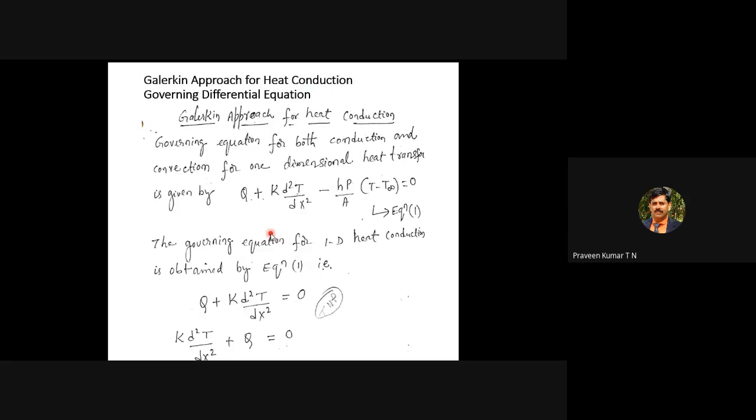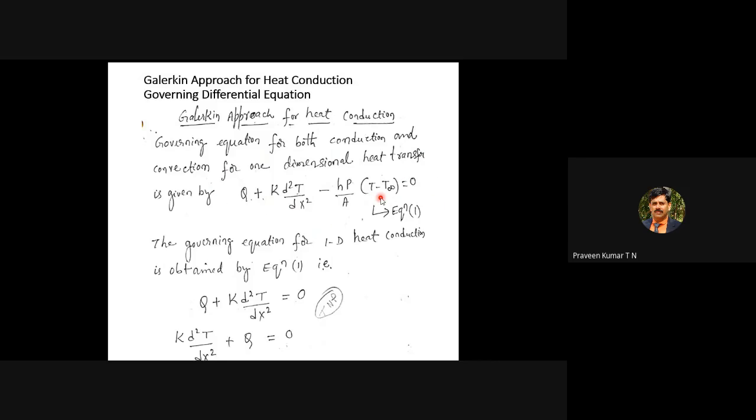If it is 1D heat transfer, we have a general equation that you are already familiar with. The governing equation for both conduction as well as convection for one-dimensional heat transfer is given by this equation. We already derived this: k into del square T divided by del x square is equal to q. I take q to the left side. This is the governing differential equation. Already we have derived this equation excluding this term.